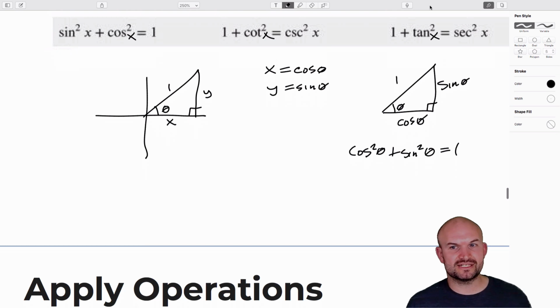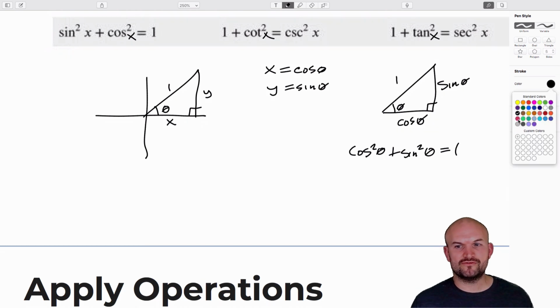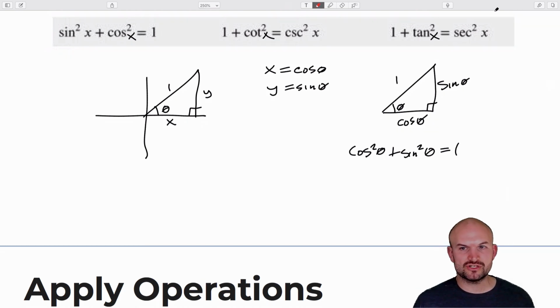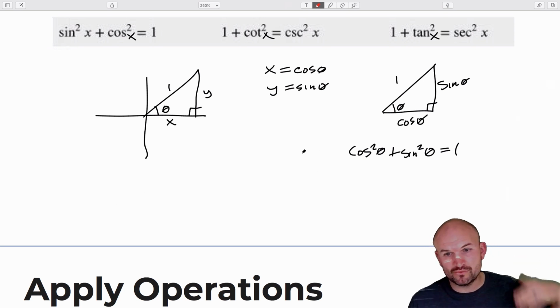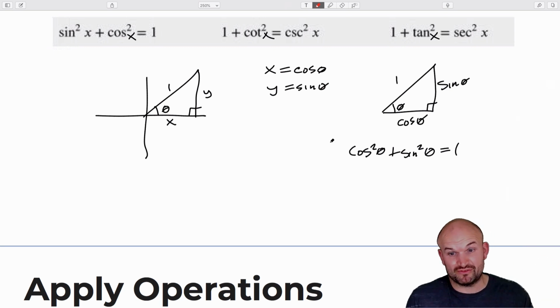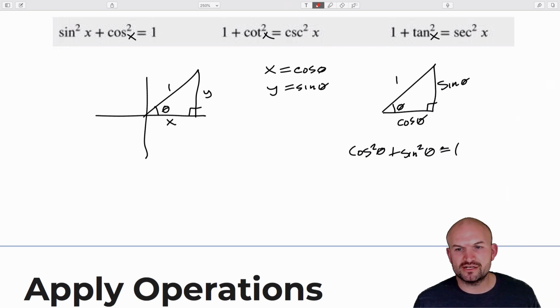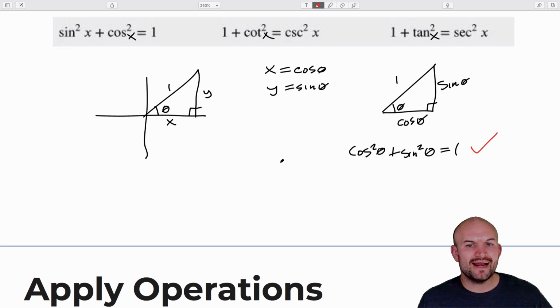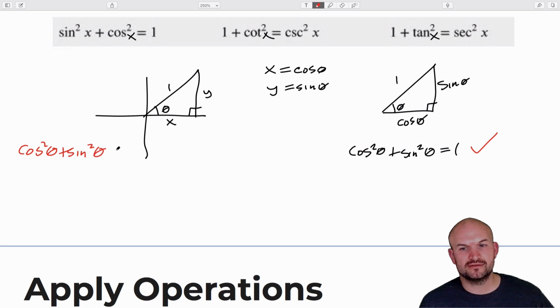Now the important thing is, where do those other trigonometric functions come from? Well, again, as long as we apply the same operation to every single term inside of an equation, we are going to produce what we call an equivalent equation. So here is my first identity, right? What happens if I take cosine squared of theta plus sine squared of theta equals 1, and divide everything by cosine squared of theta?